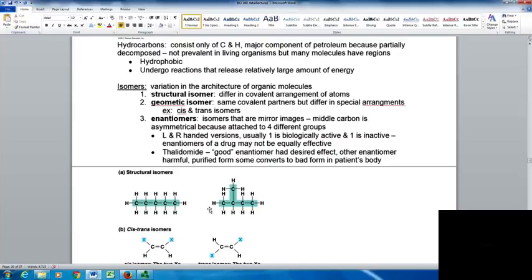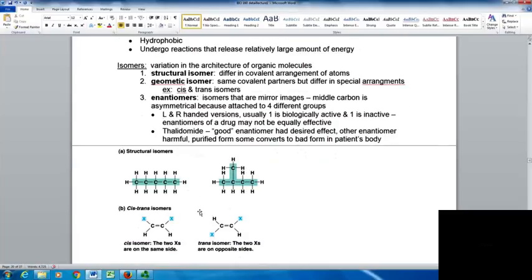Geometric isomers, they're going to have the same covalent partners, but they will differ in spatial arrangements. The example would be our cis and trans isomers. So here when you have a cis isomer, you have 2 of element X on the same side. When it's in the trans formation, the 2 element X's are on opposite sides of the molecule.